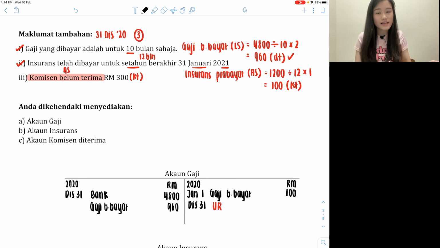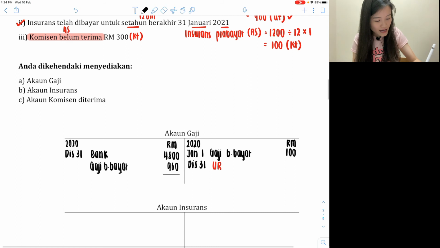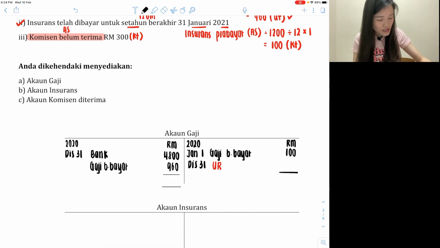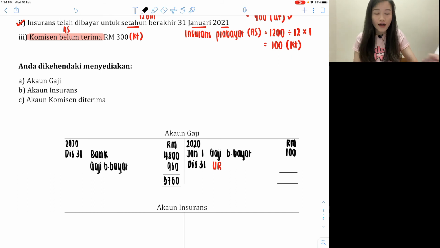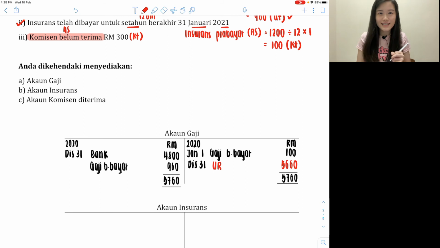So put in already. How to find your UR? Just jumlahkan both sides. But then you see your debit side is filled up, right? Okay, so 4,800 plus 960, answer is 5760. If I want both sides to be 5760, how much is our untung rugi? Untung rugi is going to be 5660. So this is how it works.